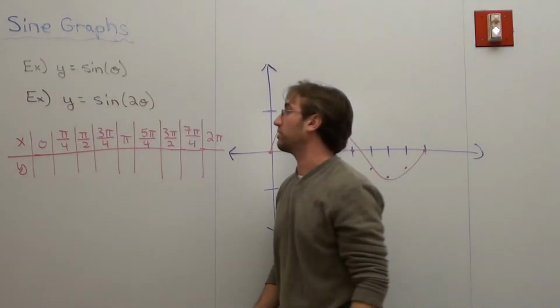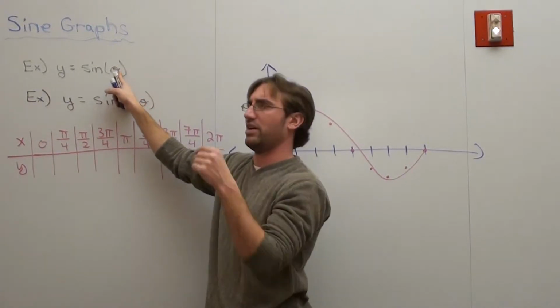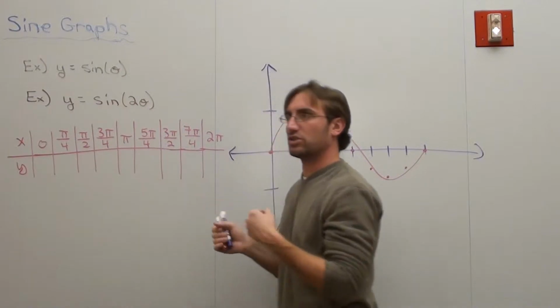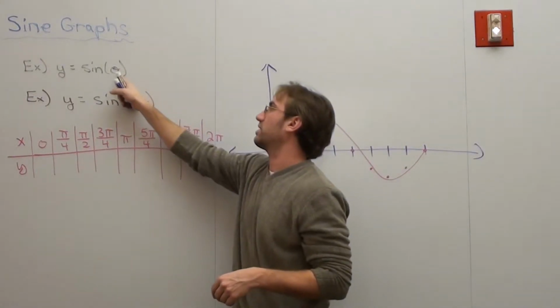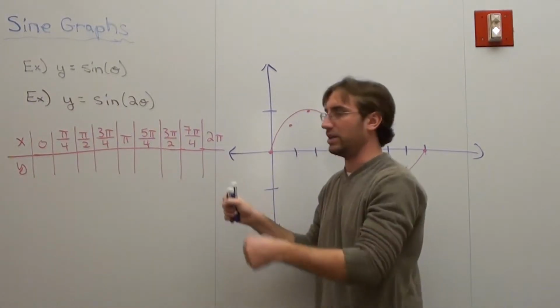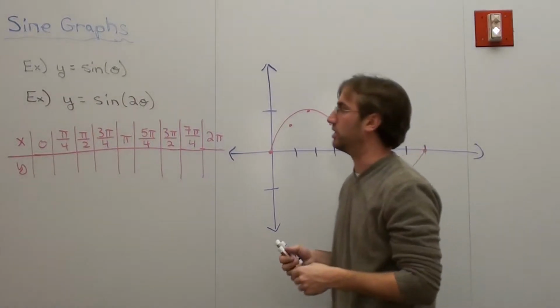We did a phase shift, which meant that if we added or subtracted a number after the theta measure, or after our x or angle measure, whatever you want to call it, we shifted it to the left or to the right. If it was theta plus pi, we shifted it to the left pi units. If it was theta minus pi, we did a phase shift to the right pi units.